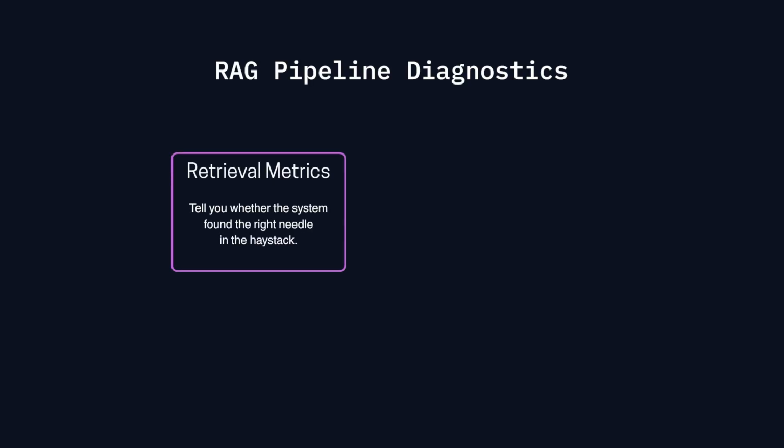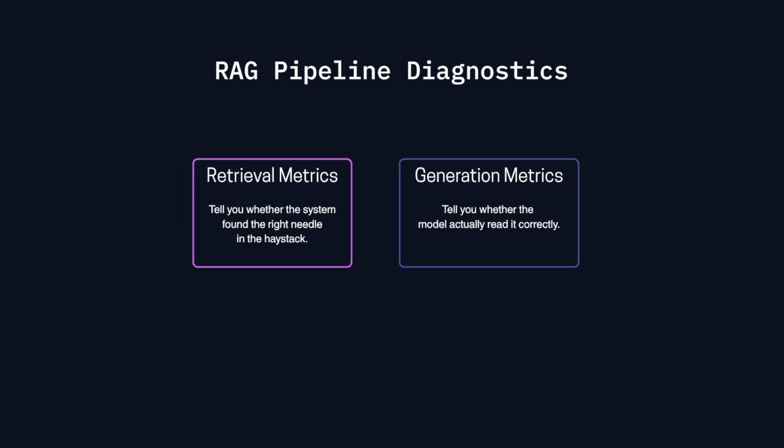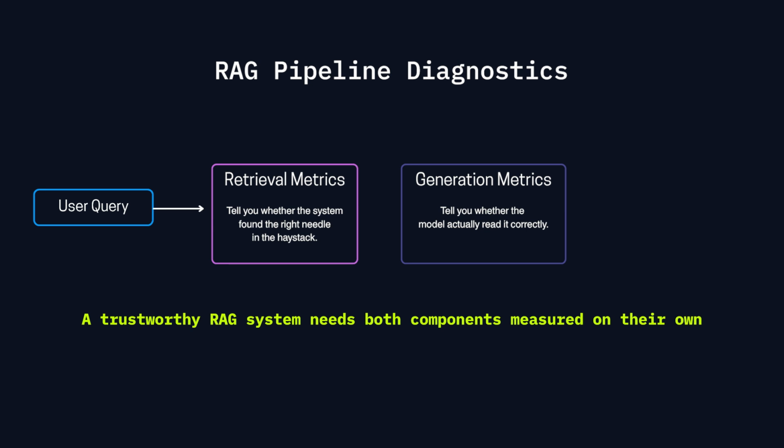So the real trade off is this: retrieval metrics tell you whether the system found the right needle in the haystack. Generation metrics tell you whether the model actually read it correctly. And a trustworthy RAG system needs both measured on their own, because a good final answer can hide a broken pipeline underneath. I hope this helped you see that a RAG system that sounds confident isn't the same as a RAG system that's actually working.